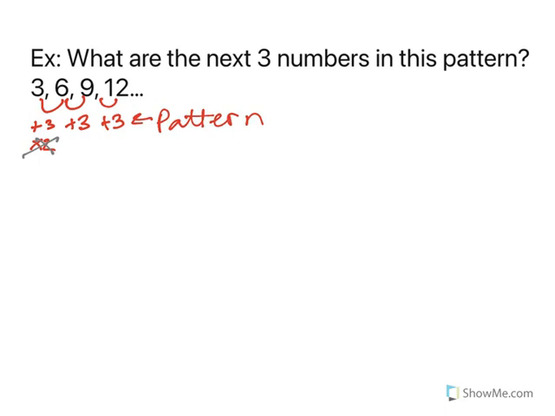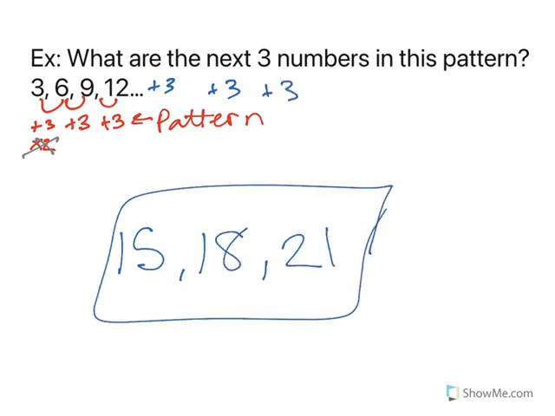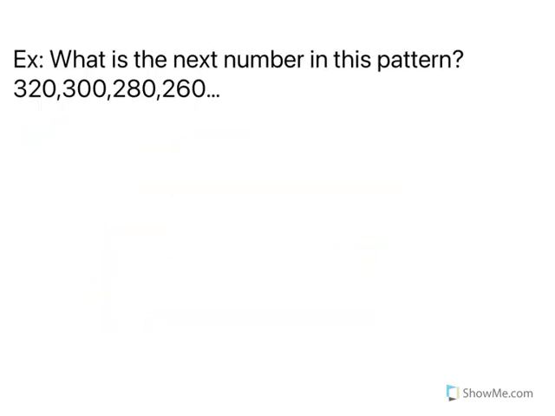So to get the next 3 numbers, if I add 3, I get 15. And then if I add 3, I get 18. And then if I add 3, I get 21. So those are the next 3 numbers in this pattern.